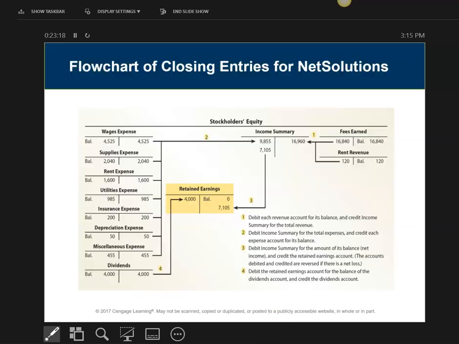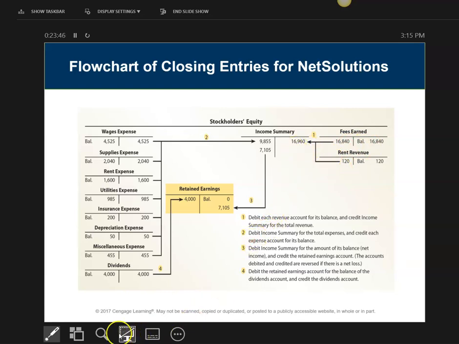Here's what they are, but let's talk about them. So step number 1 is to close revenues to income summary. I know this is kind of a lot. So my normal revenues are right here. They normally have a balance of credit. So to close them, I'm going to debit each account and credit income summary. You should have written that down. Debit fees earned and rent revenue, credit income summary.